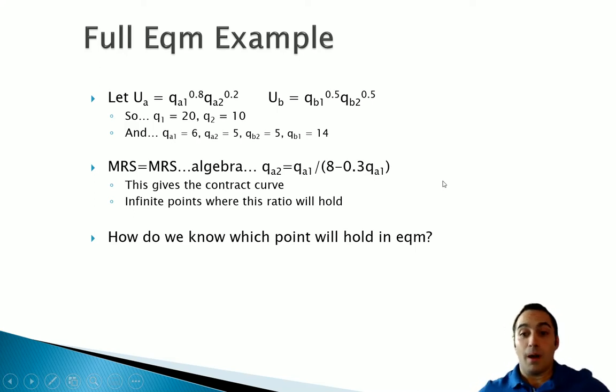Next, although this gives us all points that could happen at equilibrium, i.e. that traces out our entire contract curve, we should take a moment to figure out exactly which point would hold in equilibrium. In order to do that, all we have to do is apply the consumer demand optimal quantity 1 and quantity 2 like we did in block 1.